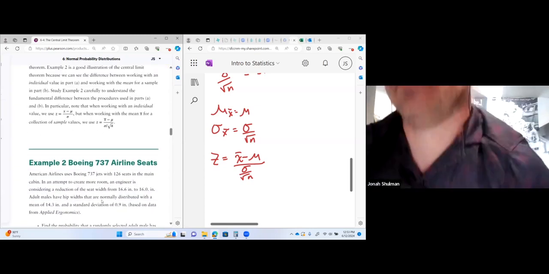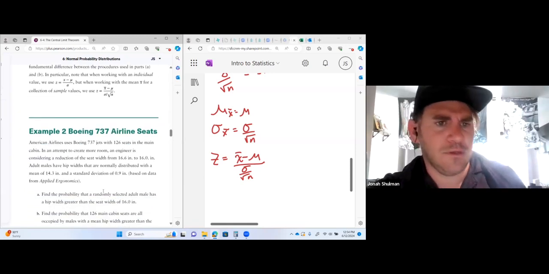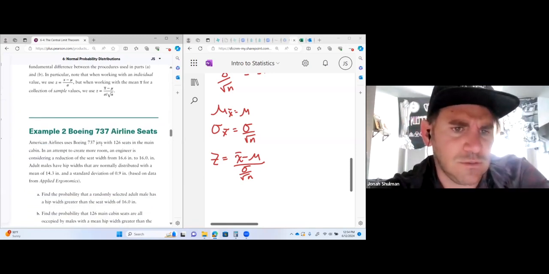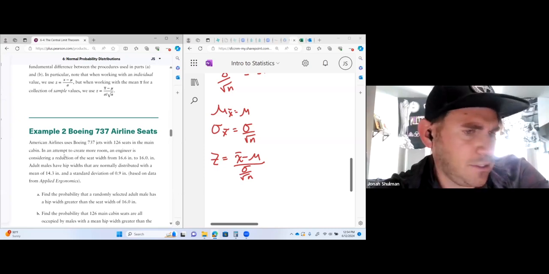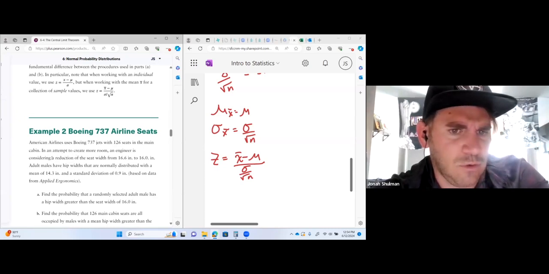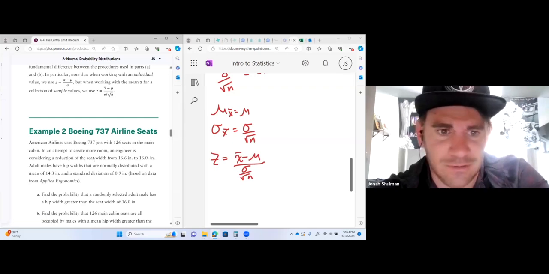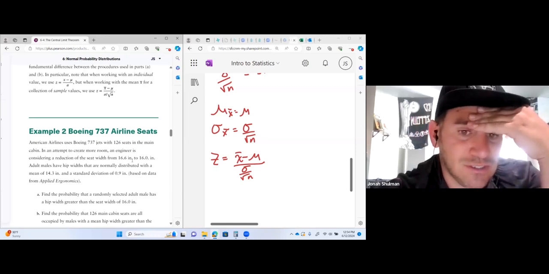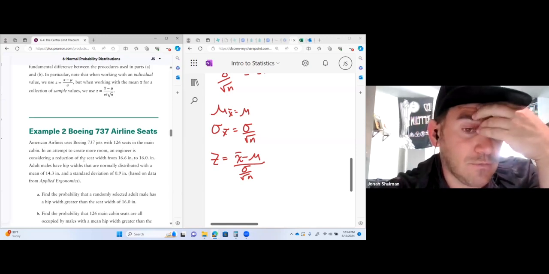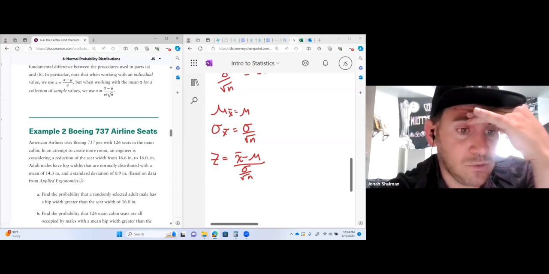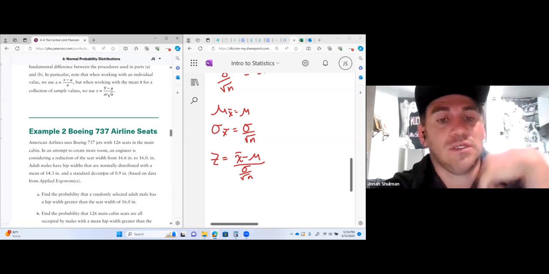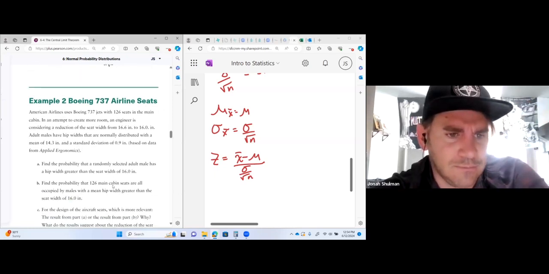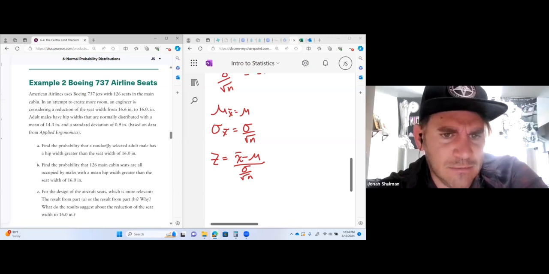So here's our example. Let's make this happen. American Airlines, Boeing uses 737 jets with 126 seats in the main cabin. In an attempt to create more room, an engineer is considering a reduction of seat width, great for everybody, from 16.6 inches to 16 inches. Adult males have hip widths that are normally distributed with a mean of 14.3 inches and a standard deviation of 0.9 inches. Find the probability that a randomly selected adult male has a hip width greater than this.